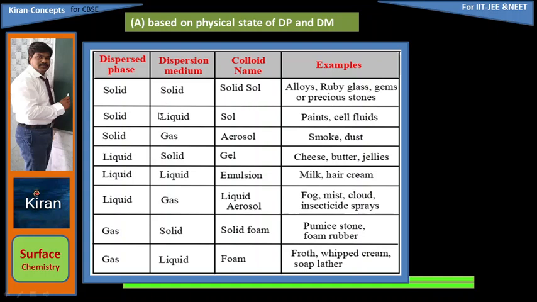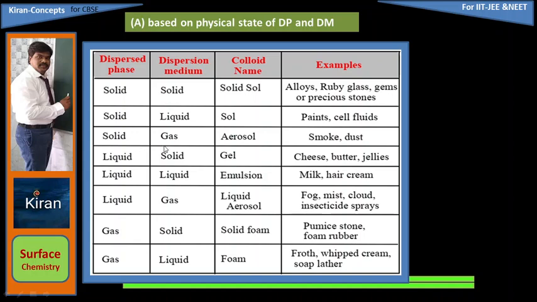Second one, solid in liquid type of colloidal solution. The examples are paints and cell fluids. Plant cells are there in cell fluids, all will come under solid in liquid type of colloidal solutions.